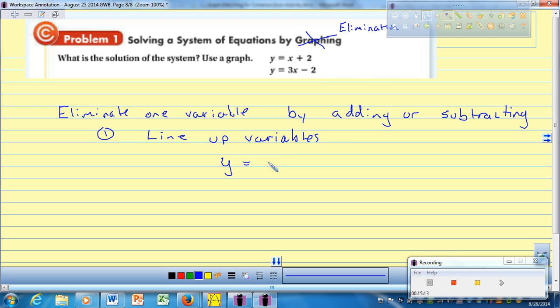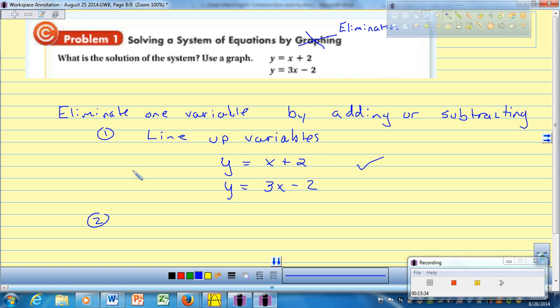Y equals x plus 2, and y equals 3x minus 2. Are they all lined up? Y's over y's, x's over x's, numbers over numbers. We're okay? Check. All right. So if I were right now to add these two equations, would any of the variables go away? If I add y plus y, I get 2y. If I add 1x plus 3x, I get 4x. The 2's would go away, but it doesn't get rid of our variable.